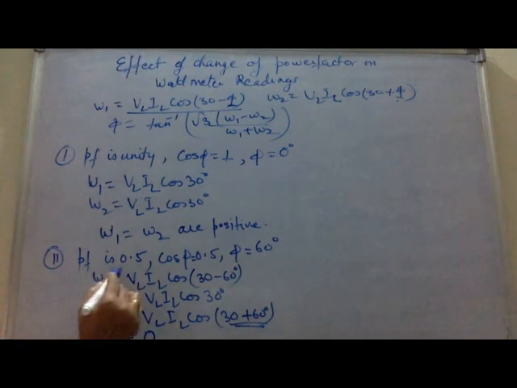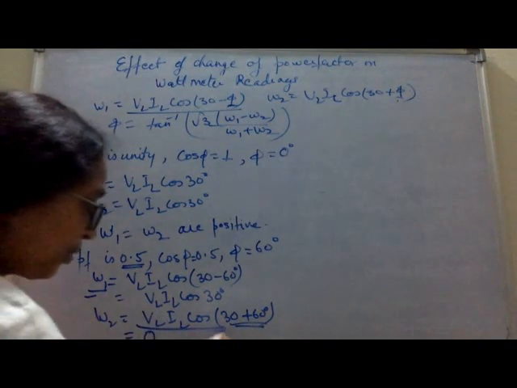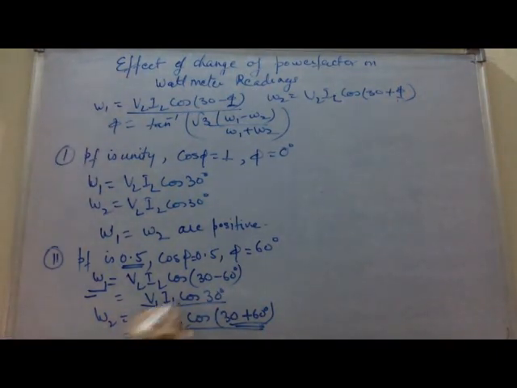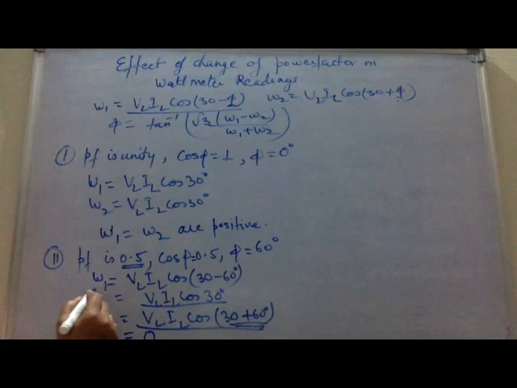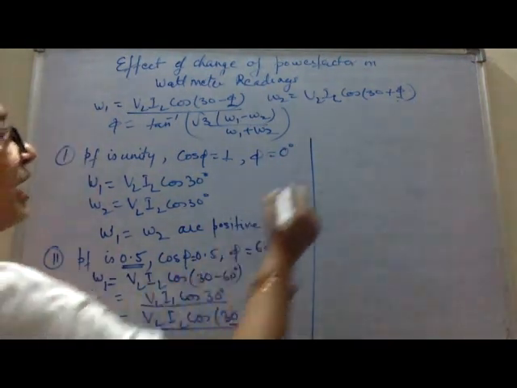So when power factor is 0.5, W1 reads the total power in the given circuit as VL IL cos 30, and W2 will be equal to 0. This means the total power will be read by just one wattmeter W1 and the other wattmeter will be 0 when the power factor is 0.5.